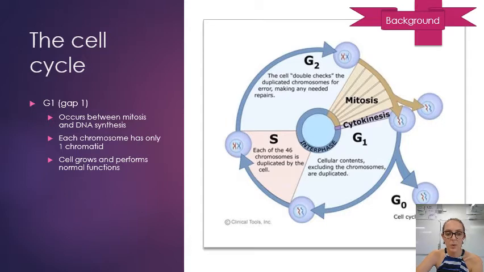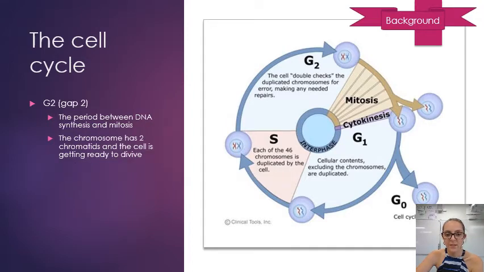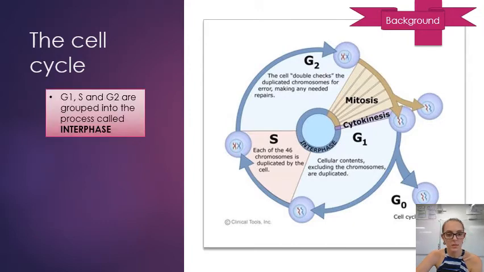So really quickly, gap 1 is happening between our mitosis and DNA synthesis. We've only got one singular chromosome existing as one chromatid. The cell grows and performs its normal functions in that phase. In the S phase, DNA is replicated, the chromosomes double, and so now we have full chromosomes rather than singular chromatids. The gap 2 phase is that checking phase where the cells are getting ready for division, last little bits of finalization. And remember that those three phases, G1, S, and G2, are grouped as interphase.